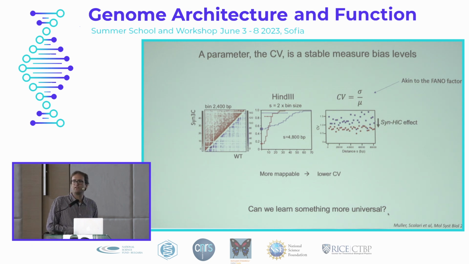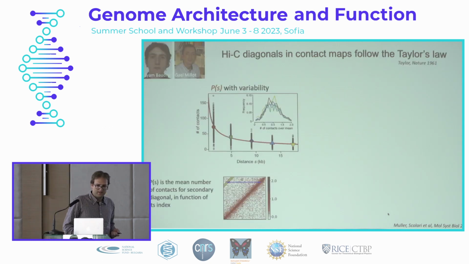And then I wonder, can we learn something more universal than this, something that is always the same? In fact, we went to the probability of contact, the probability distribution as a function of genomic distance that everybody used to model IC data. But this time we didn't use just the mean, we also looked at the variability. And we noticed that if you take the variability, the full distribution, and divide by the mean, they all fall on the same identical distribution. And this was quite striking.